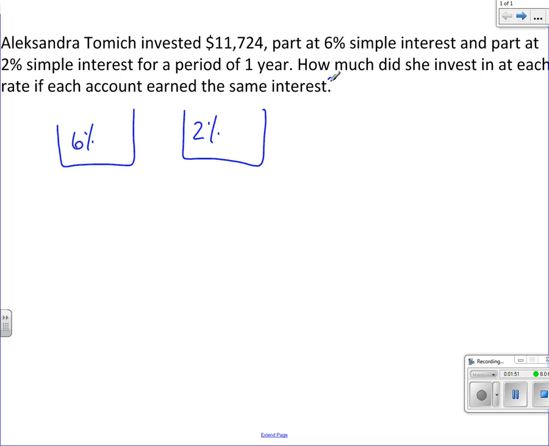Grammar police, watch out. Reader, reader. All right, there we go. That should be a question mark, right?